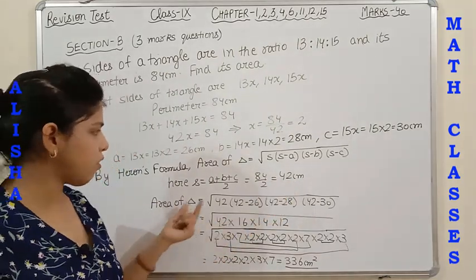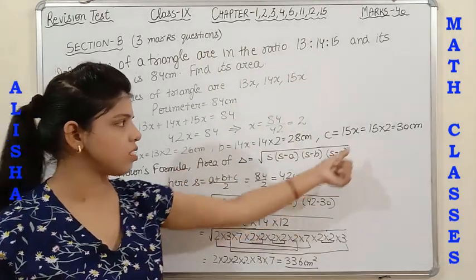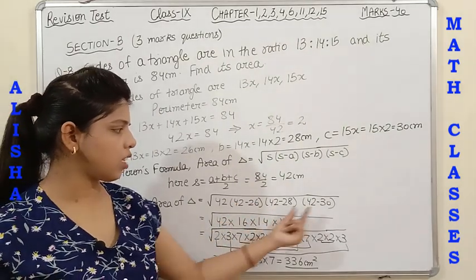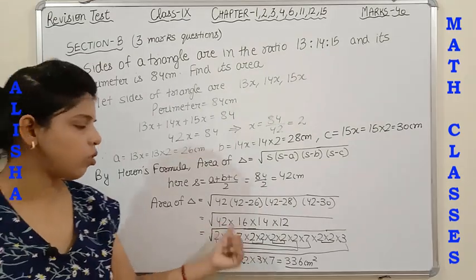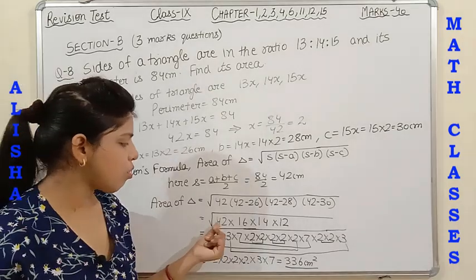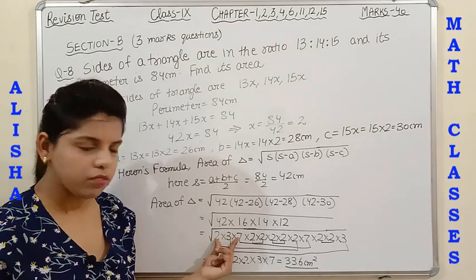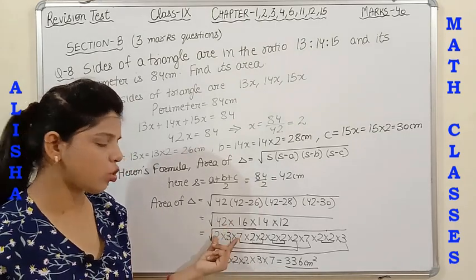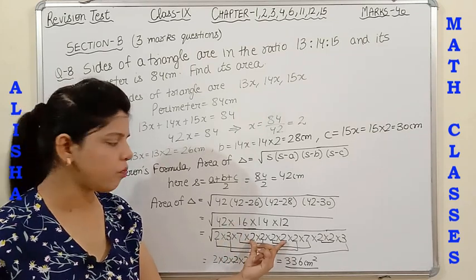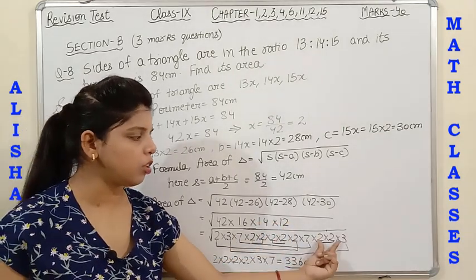Putting all these values in the given formula, that is 42 into 42 minus A is 26, B is 28 and C is 30. So 42 minus 26 is 16, this is 14, this is 12. Now this is in a square root, so we have to make the factors of all the numbers to take them out from the square root. So 42 can be written as 2 into 3 into 7, and again 2 into 3 into 7. 16 factors will be 2 into 2 into 2 into 2, 4 times 2. 14 factors will be 2 into 7. And the factors of 12 will be 2 into 2 into 3.